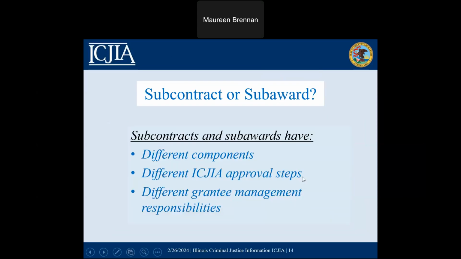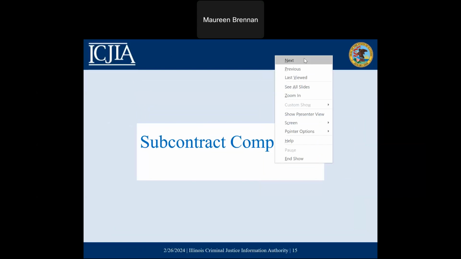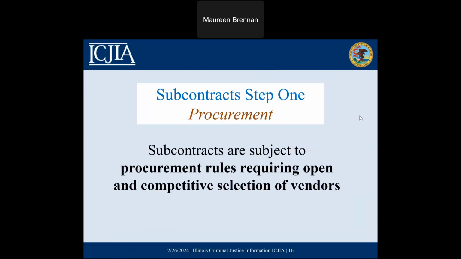Subawards and subcontracts at the authority have different components. There are different approval steps, and there are different grantee management responsibilities for subcontracts and subawards. So let's look at the subcontract components. First of all, we have to look at procurement. Subcontracts are subject to procurement rules requiring open and competitive selection of vendors.